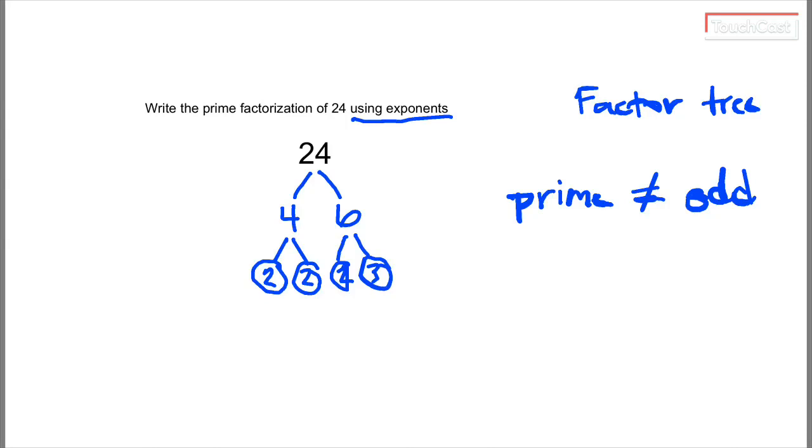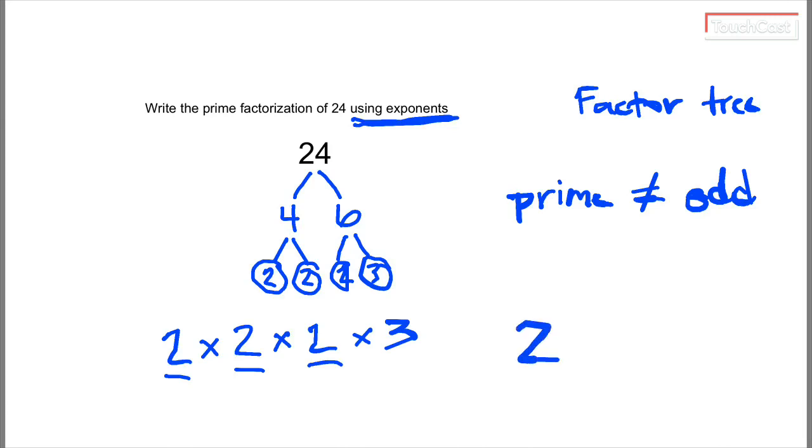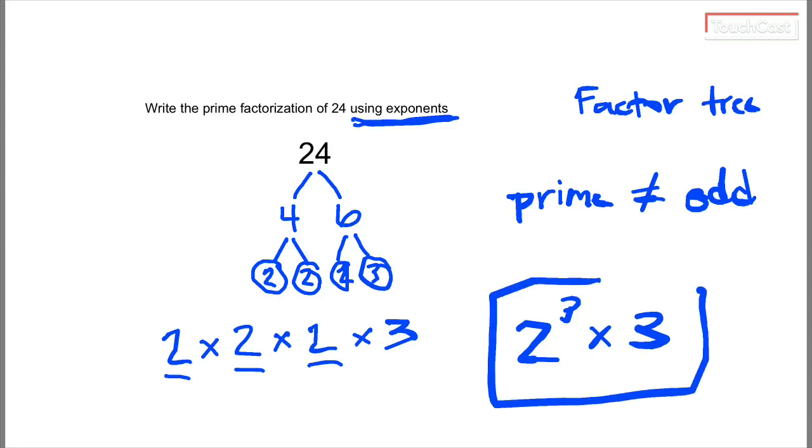Since we have all prime numbers now, we can write it as a big multiplication problem. 2 times 2 times 2 times 3. So that would be the prime factorization, but remember, we have to use exponents. We have 1, 2, 3 2's, so that would be 2 to the third power, and then we only have 1 3, so times 3. That is the prime factorization of 24.